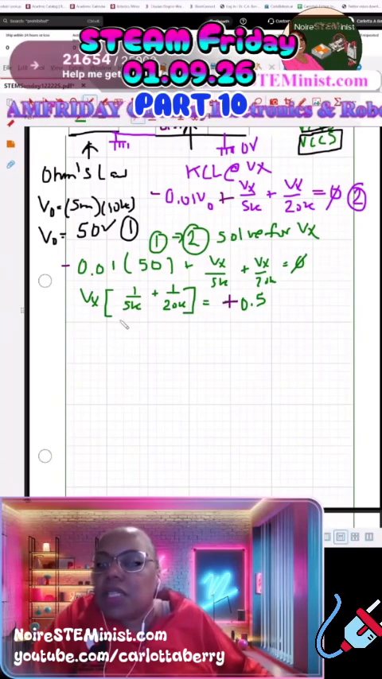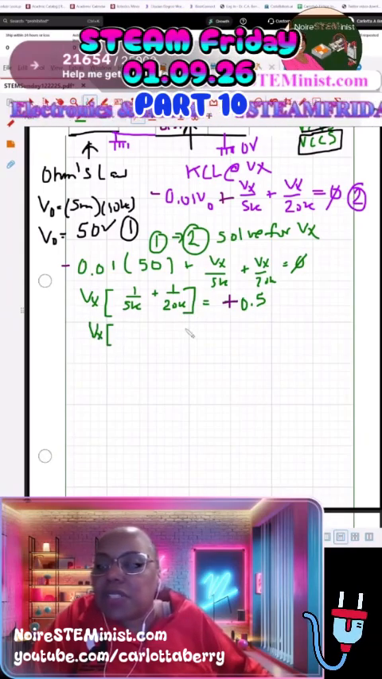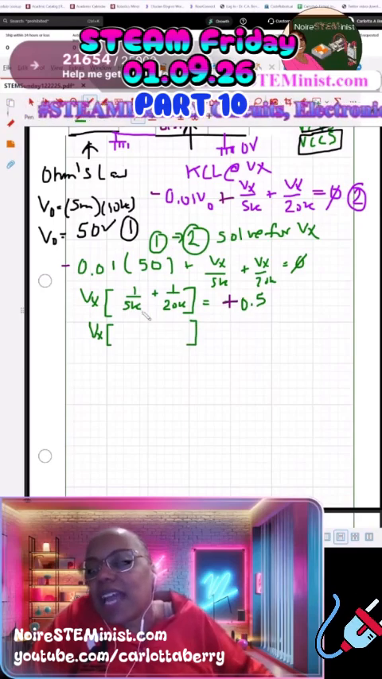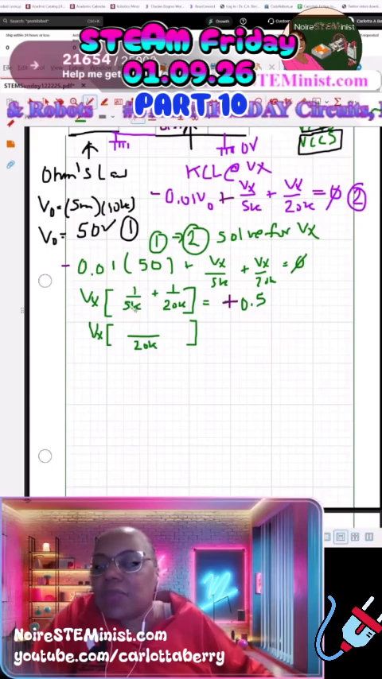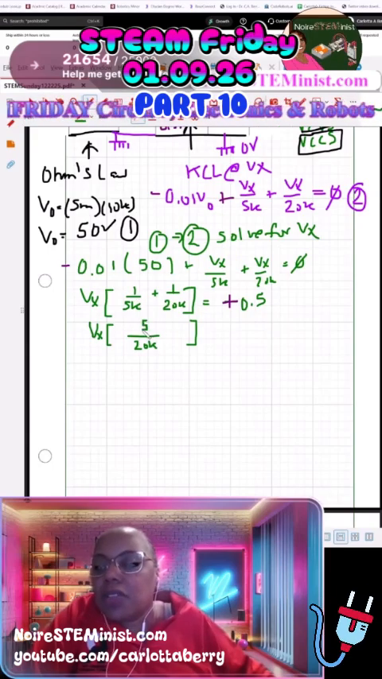And I made one. So one thing I can do to keep from making fat finger errors is get rid of this fraction from here instead. So if I get a common denominator of 20K, that means that I multiply this by 4 over 4 and this by 1 over 1. So that's 5 over 20K.